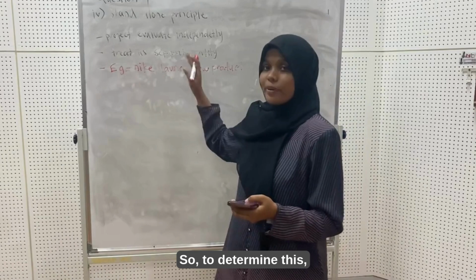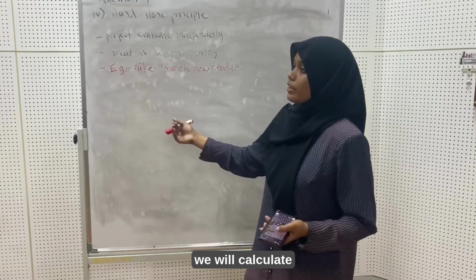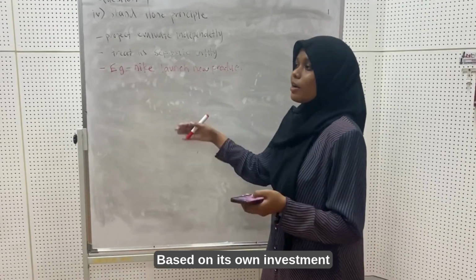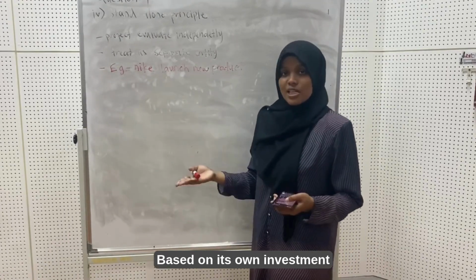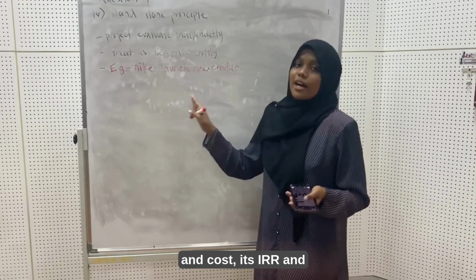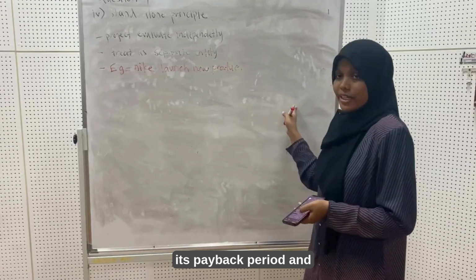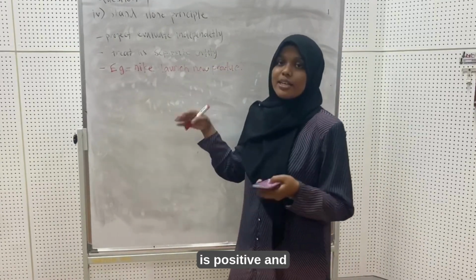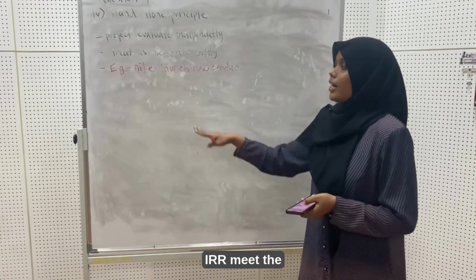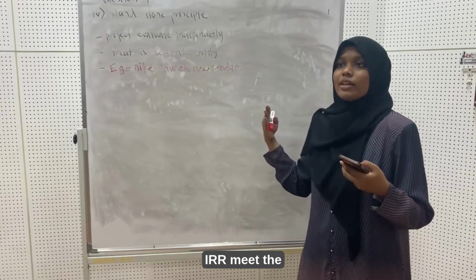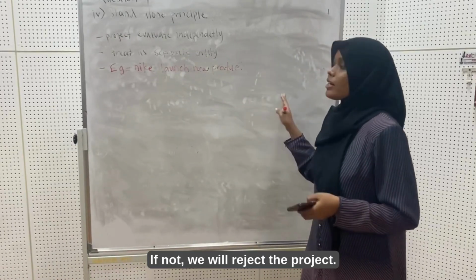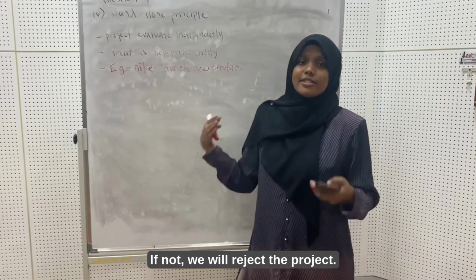To determine this, we will calculate the project NPV based on its own investment and cost, its IRR, and its payback period. If the NPV is positive and the IRR meets the required return, we will accept the project. If not, we will reject the project.